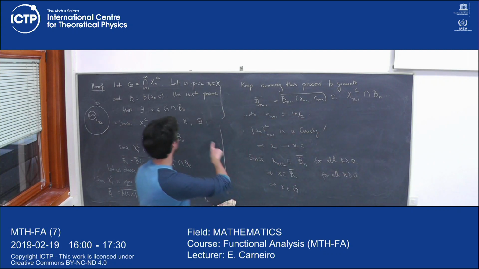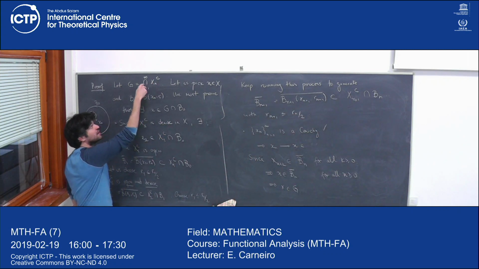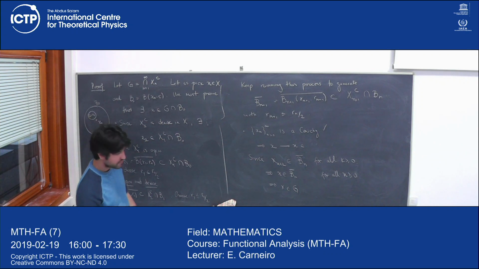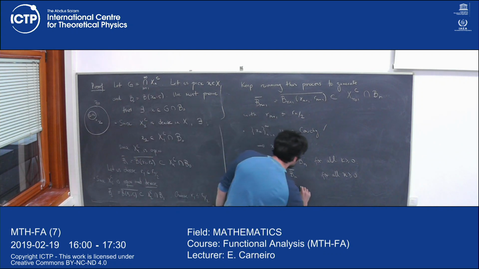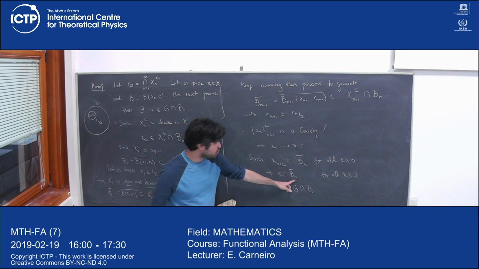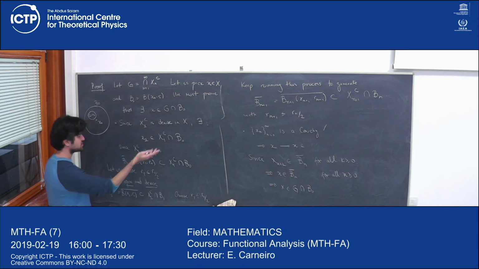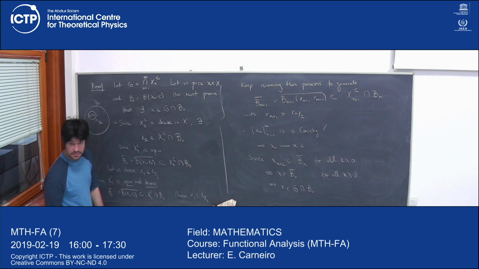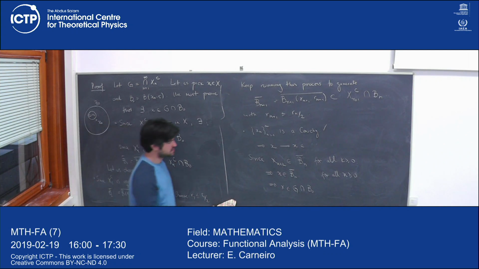Okay, so it actually belongs to all of these guys. So my x belongs to all of these guys, and it belongs to the original ball B0. Why? Because it belongs to the B1 bar, and B1 bar was contained in B0. Alright, so this is the proof.